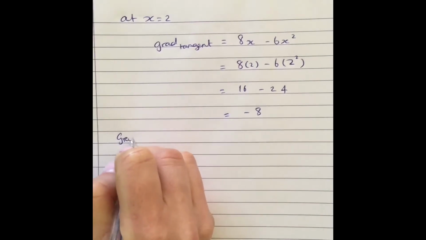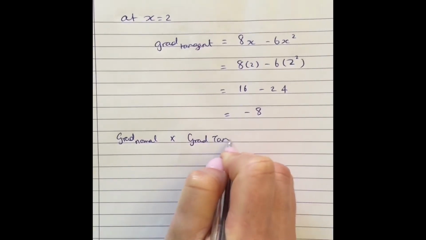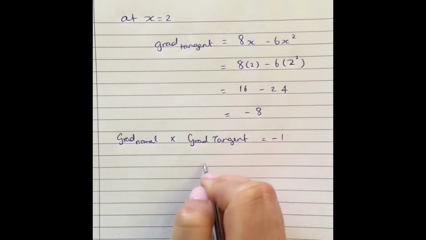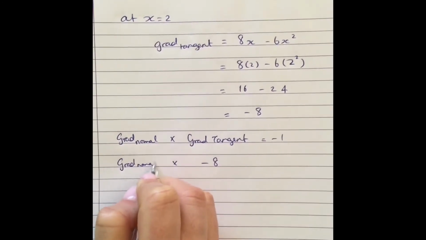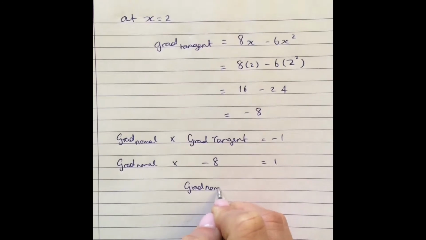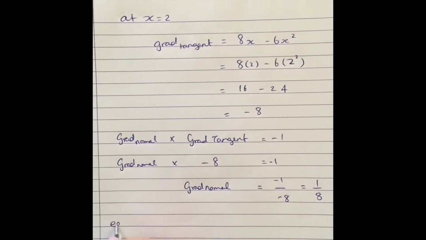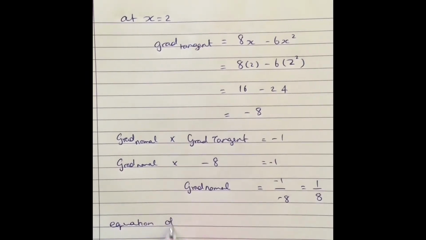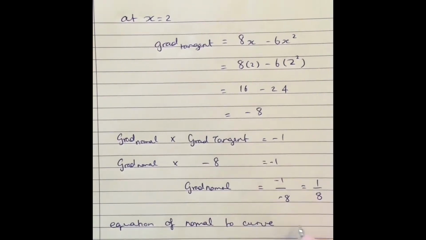You need to remember that the gradient of the normal times the gradient of a tangent is equal to minus 1. So if minus 8 times the gradient of the normal is minus 1, then the gradient of the normal at the point where x equals 2 is going to be minus 1 over minus 8, which is 1/8. We are asked for the equation of the normal to the curve at the point x being 2.